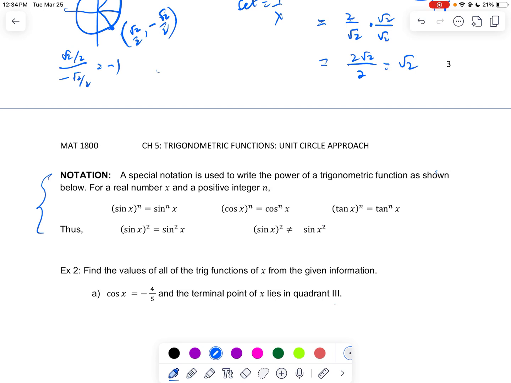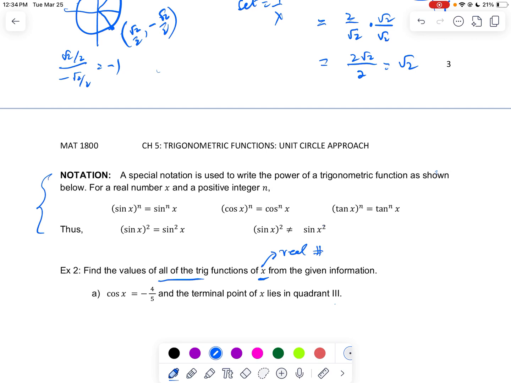So example 2. Now this is quite different from what we have done before. It says find the values of all the trig functions. All the trig functions mean the 6 trig functions of x. So our real number here, we are giving it the name x instead of t, which is not a big deal. We can have any name for the real number, and we have to find these values from the given information which is given below.